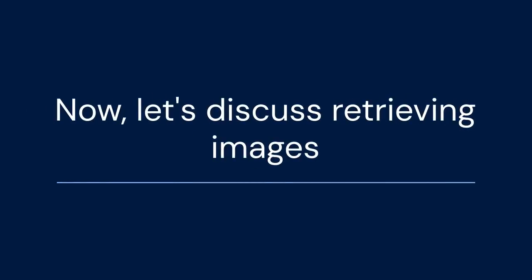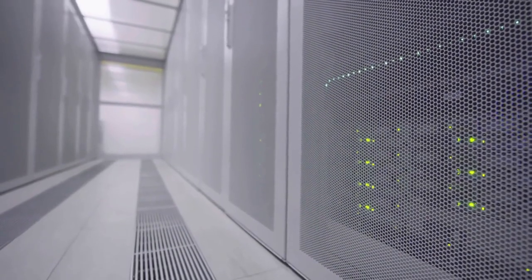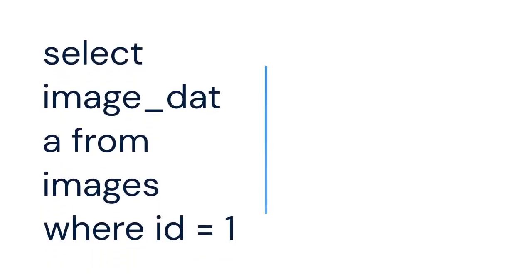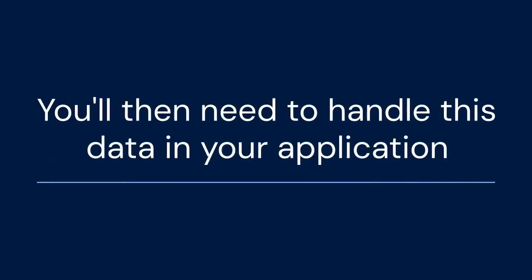Now, let's discuss retrieving images. You can retrieve the image data using a simple select statement. For example, SELECT image_data FROM images WHERE id = 1. This will return the raw BYTEA data. You'll then need to handle this data in your application.